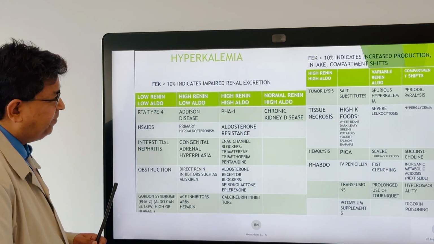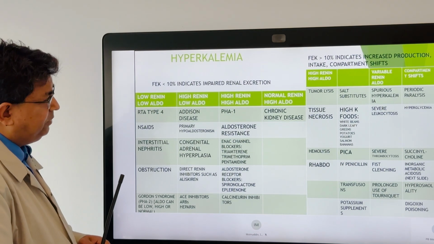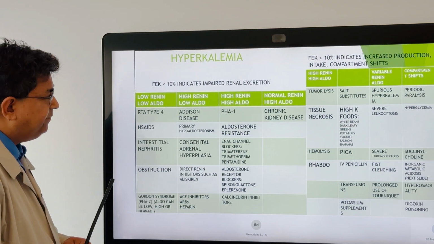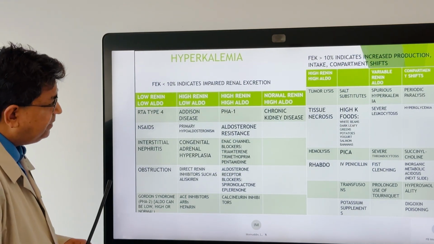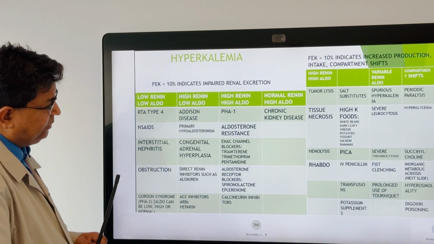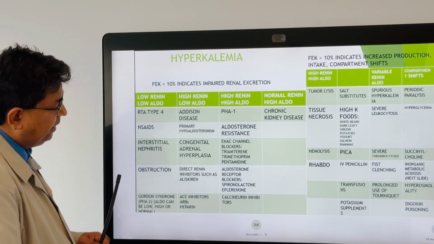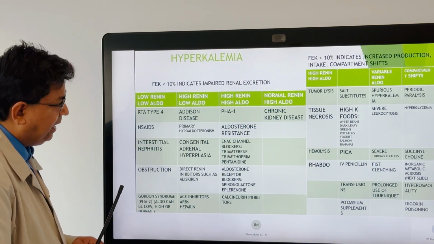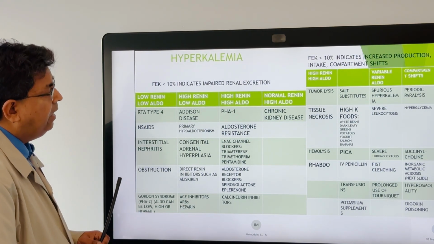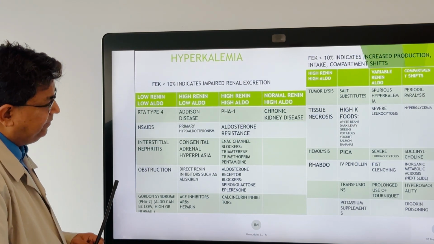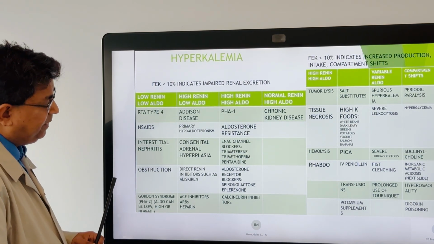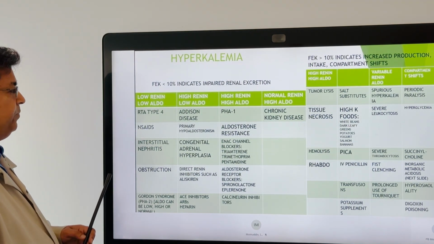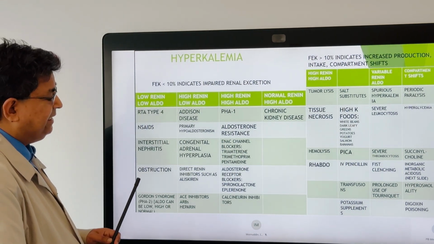If the fractional excretion of potassium is greater than 10%, this could be consistent with increased production, intake, or compartment shifts. Increased production would be states such as tumor lysis, tissue necrosis, hemolysis, or rhabdo. In these situations, renin and aldo are typically high. Salt substitutes, high potassium foods, pica, intravenous penicillin, transfusions, and potassium supplements will lead to hyperkalemia because of excessive input.